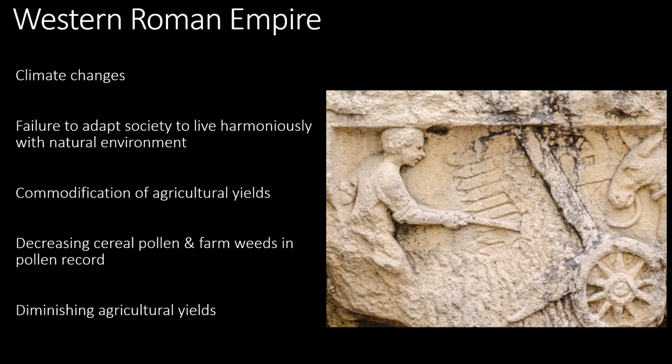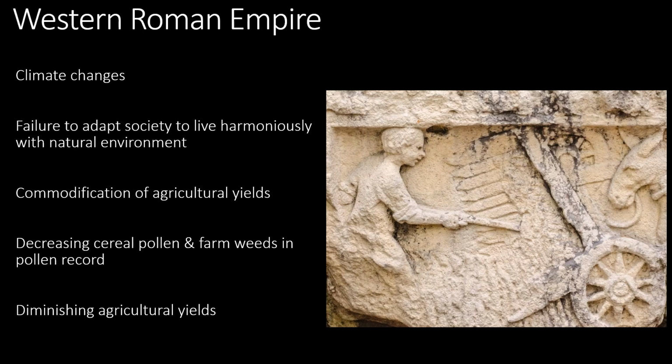The commodification of agricultural yields contributed to this decline. By generating wealth and attributing wealth to agricultural produce, not so much the farmers, but the land-owning elite commodified wheat and barley and the produce of the Roman farmers and turned it into a form of currency.